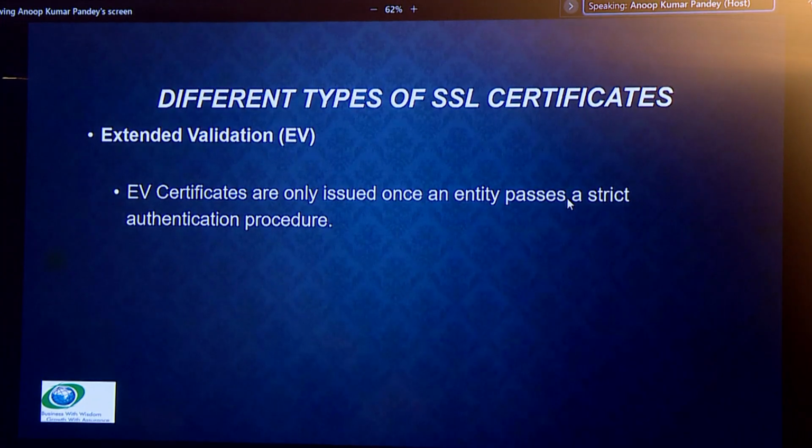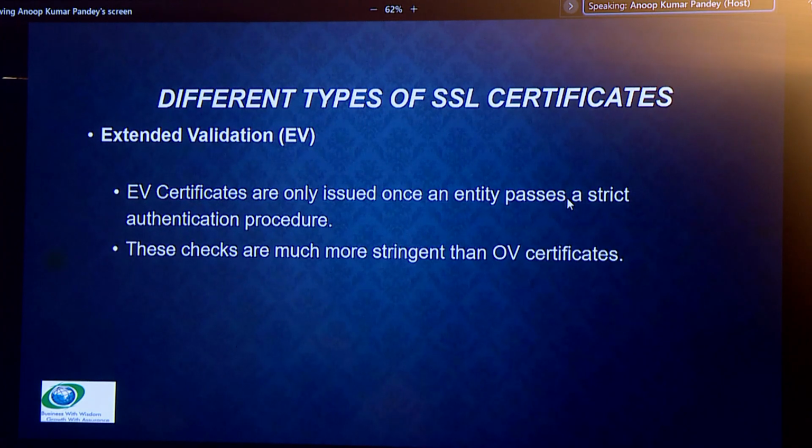Then this is the extended validation, another one. This is a separate certificate where it's only used for entities that pass a strict authentication procedure. So any high value customers could be a Microsoft, Google and all. Because it's high value, there is a good chance that somebody can forge them. Right? So this is extended validation.